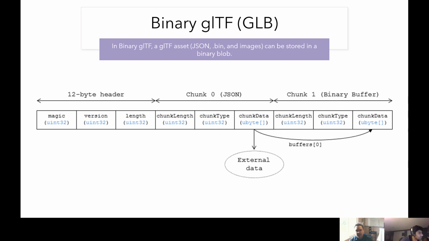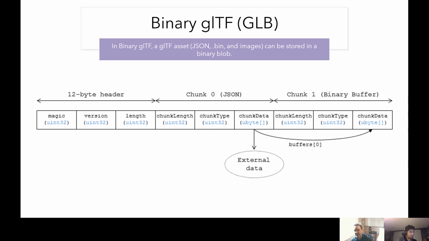The first, and we'll actually go into each one of these in a separate slide, is the header data. The second section is going to be the JSON data, similar to the text file that we saw before. And then the third section is going to be the binary buffer, all stored as part of that single file.